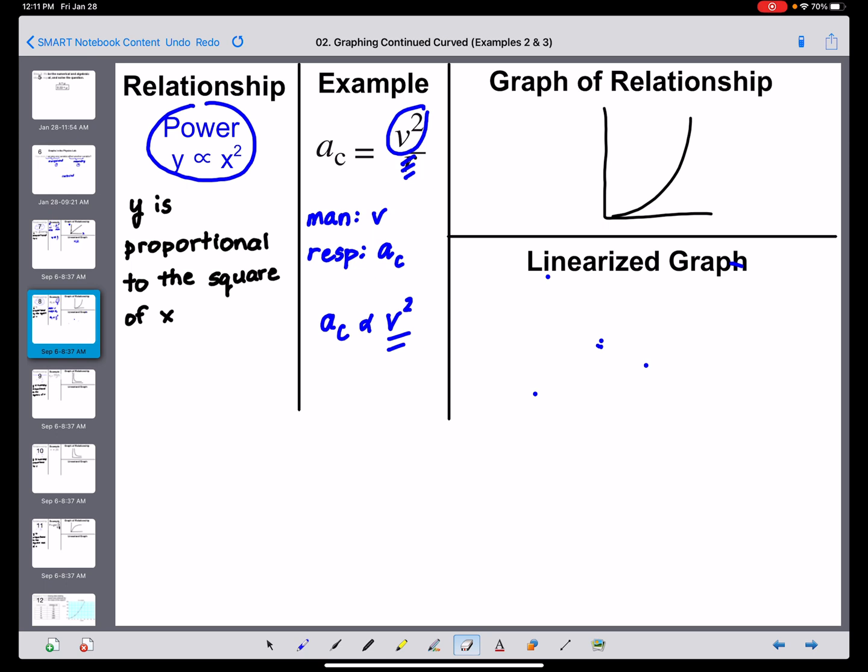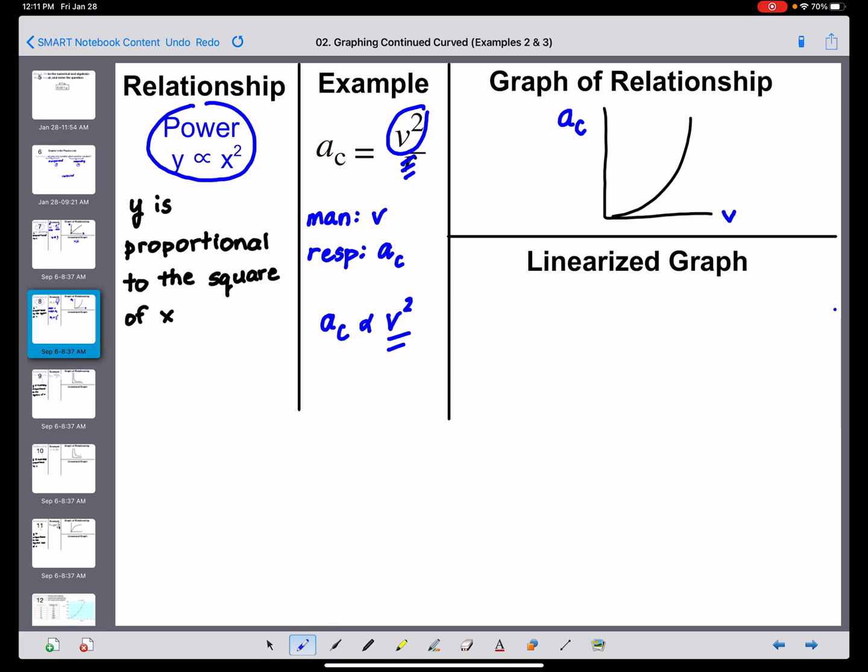Okay, and whenever you have this type of relationship where your manipulated variable is squared in the formula, when you go to graph that, so if you put your manipulated variable on the x-axis and your responding variable on the y-axis, you're not going to get a straight line anymore. Instead, you're going to get this other shape that always kind of looks like this. I've drawn it out already.